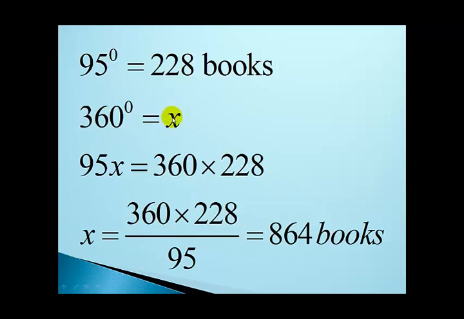Now we have to cross multiply. So 95 times x equals 95x. We have 360 degrees times 228, and that is how come we have 360 times 228. Now we are solving for x, so we divide the left hand side by 95, and we divide the right hand side also by 95. And we have x on the left hand side is equal to 360 times 228 divided by 95, and the answer is 864 books. That means that the total number of books borrowed is 864 books.